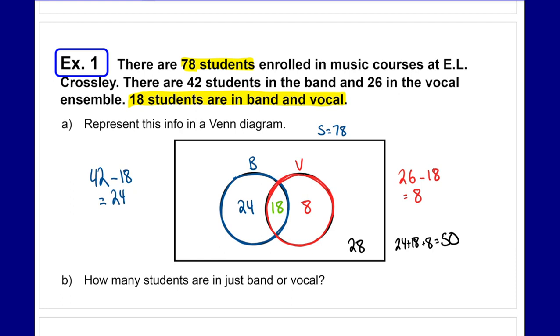So that is now our sample space. We now have enough information to figure out how many students are just in band or vocal, in this case just one or the other. So we have 24 students plus the 8 students in vocal. Then we have 32 students in total that are just band or vocal, not both.